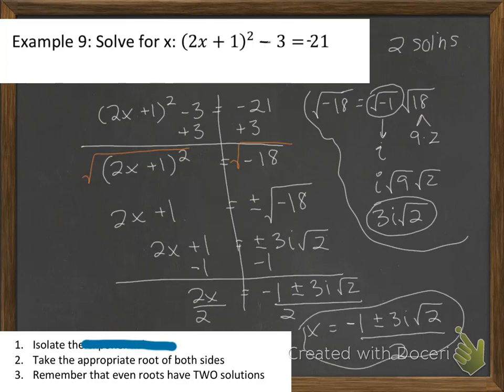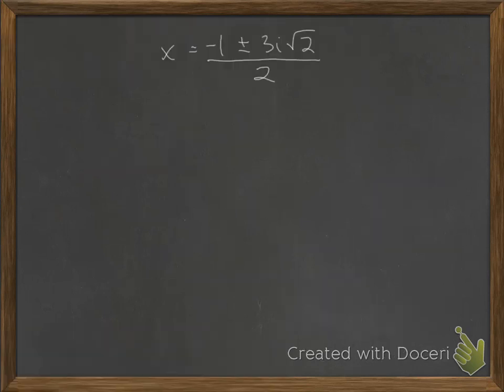Now, as I said, you might be asked to split this up into 2 solutions. You might also be asked to write it as a plus bi. So let's just take a minute and do that. As you can see, I switched to a new page because we're out of room on the other page. So my positive solution is going to be x equals negative 1 plus 3i square roots of 2 over 2.